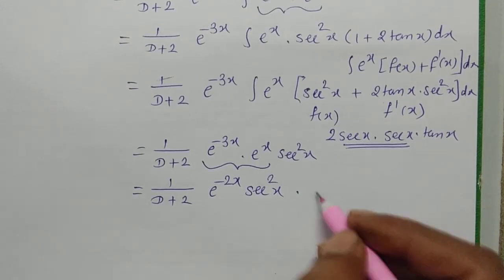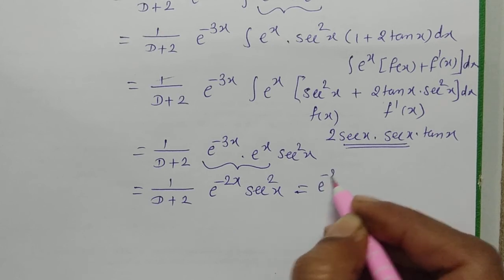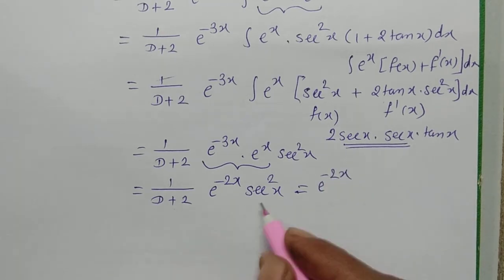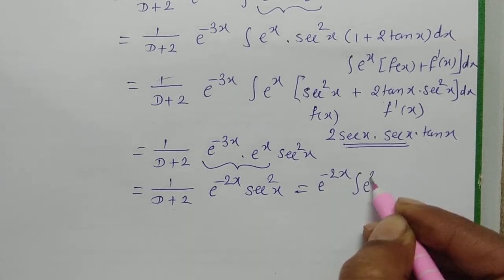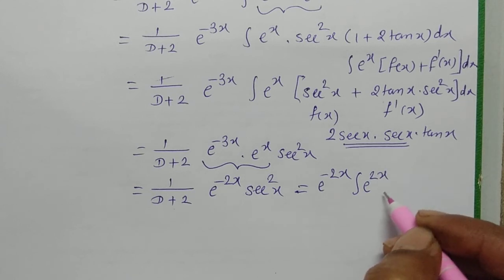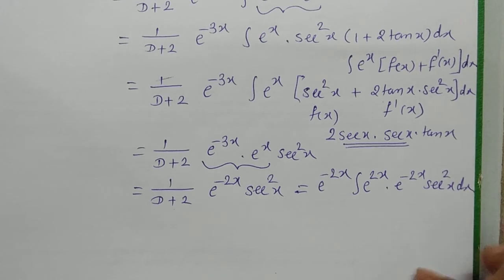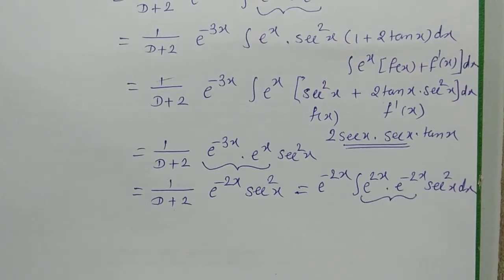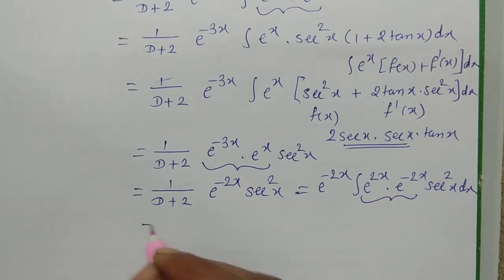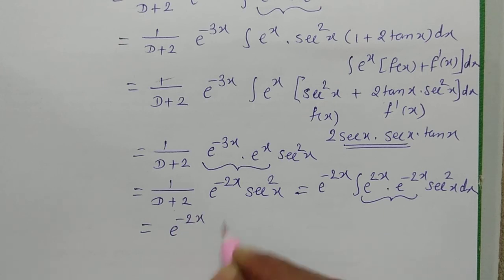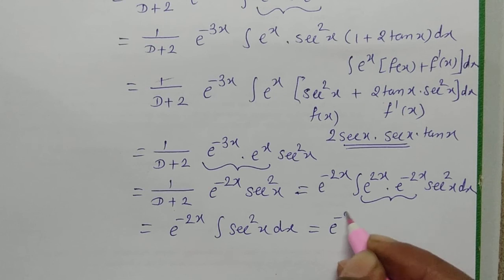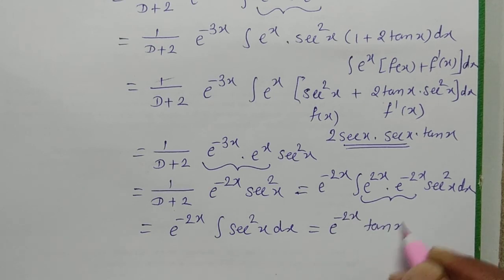Now operate the second factor on the function. So it is e raised to minus 2x, as here we have plus 2. In the integral we have e raised to plus 2x into e raised to minus 2x sec squared x, the function as it is, dx. Now this e raised to plus 2x into e raised to minus 2x becomes e raised to 0, meaning 1, so we will have only sec squared x. So e raised to minus 2x into the integral of sec squared x dx, and we know the integral of sec squared x is nothing but tan x.